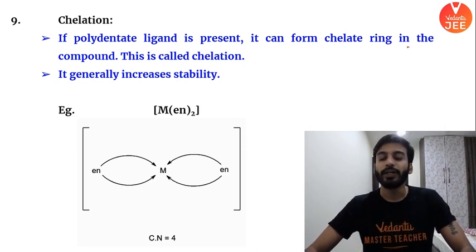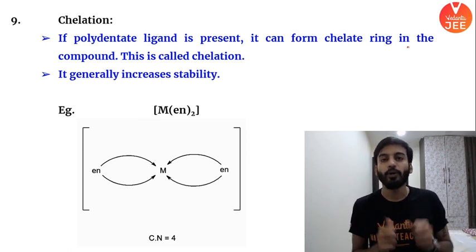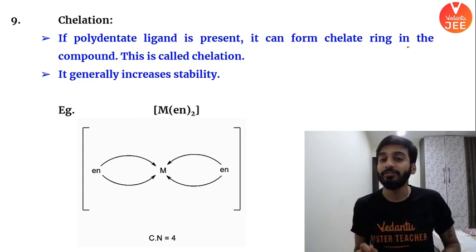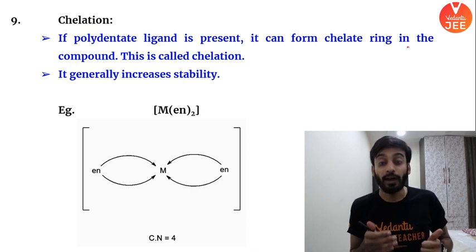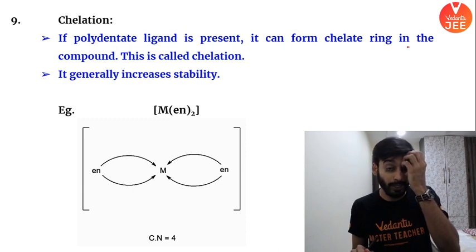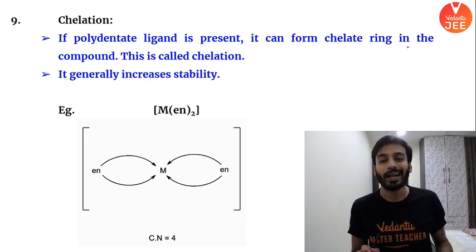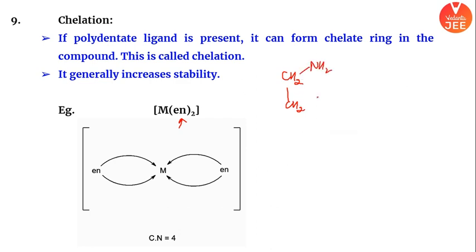Chelation, very, very important. Whenever polydentate ligands attach themselves to the central atom, forming sigma bonds, they can also form rings. Whenever more rings are formed in the system, the stability is higher. So the polydentate ligand can attack the central atom, forming links and rings, and this ring increases the stability. For example, EN means ethylene diamine. Ethylene diamine is this, beta, check this out. Let me write this. This is a very amazing example. This is your metal. Here also.